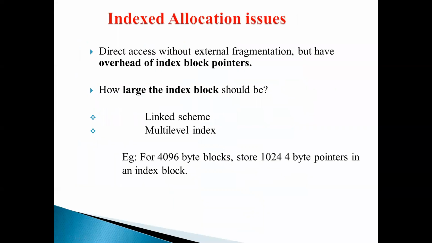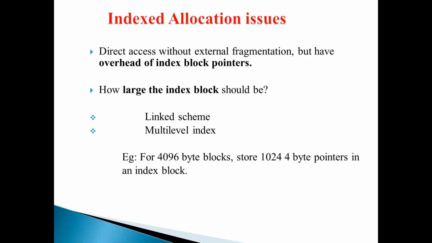Next is about the indexed allocation issues. So we are able to have direct random access without the problem of external fragmentation. Directly, randomly you can access any file because you have an index block now, which maintains in order the pointers to the disk blocks of the file. So direct access is supported in indexed allocation.